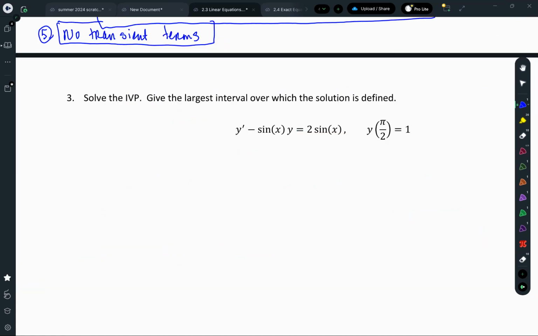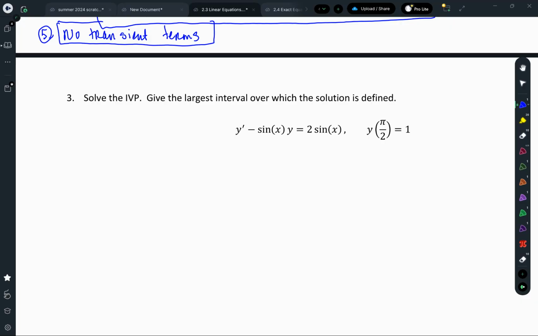In this example, we're asked to solve the IVP, so now we're given an initial value. We also need to give the largest interval over which the solution is defined. But for some reason in these IVP problems, we are not being asked for the transient terms. I'll still look to see if there are any, but we'll see.